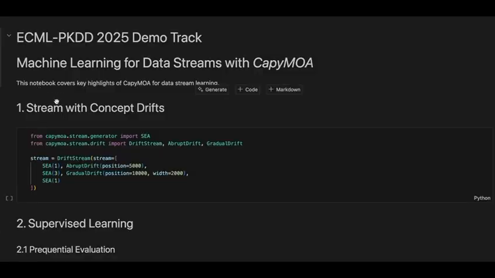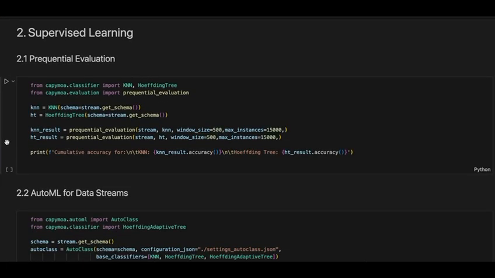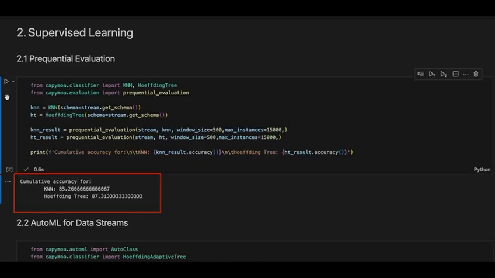First, we use the drift stream interface to simulate a stream with both abrupt and gradual drifts based on the SEA generator. Next, we showcase CapyMOA's high-level evaluation functions, starting with frequential evaluation. Here we introduce KNN and Hoeffding tree algorithms to evaluate them on the drifted stream. CapyMOA automatically collects both cumulative and windowed results. Cumulative results are displayed here, and we will explore window results shortly.